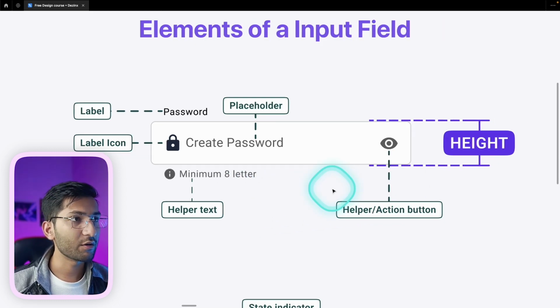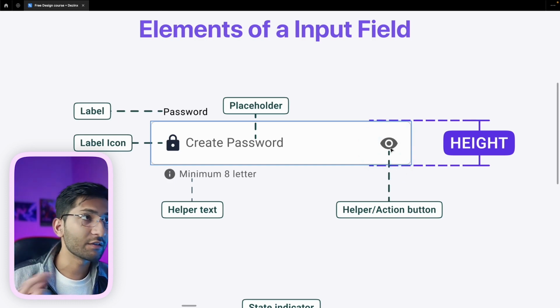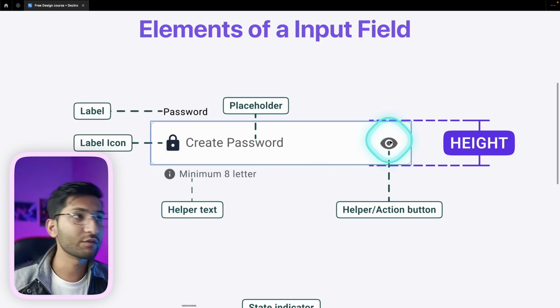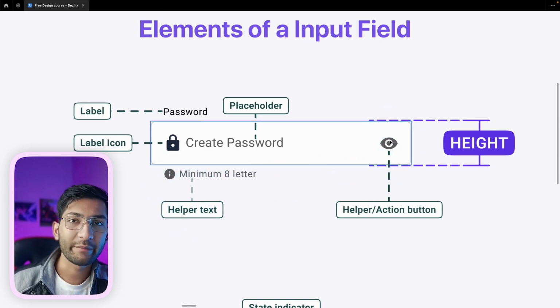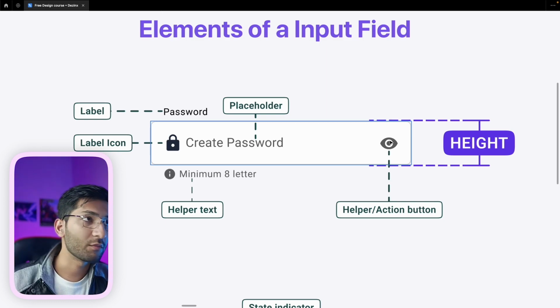Next we have the helper or action button. In this case this is the action button, which can show or hide the password. But we can also use this in another way. We can remove the helper text from here and add it here, so that whenever the user taps on it, he will see the requirements in a pop-up. We can also use that to show the error, so that whenever an error occurs or we want to show the user something, a pop-up will emerge from that icon.